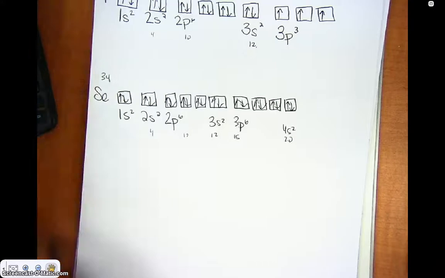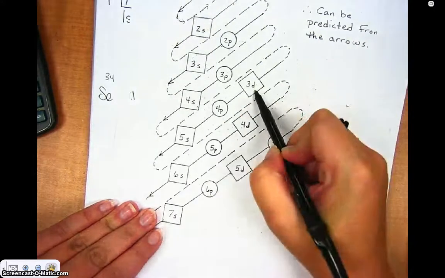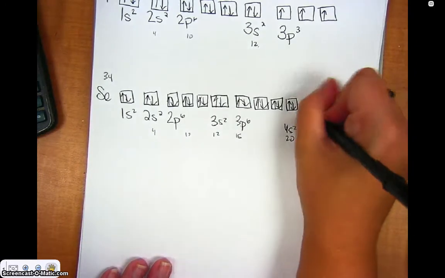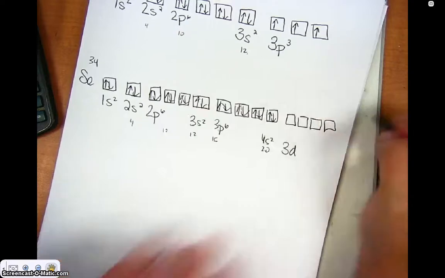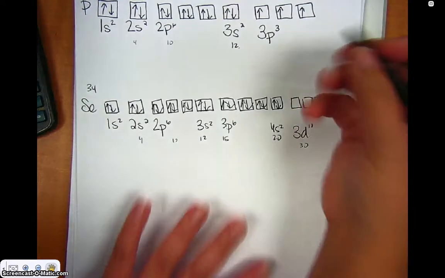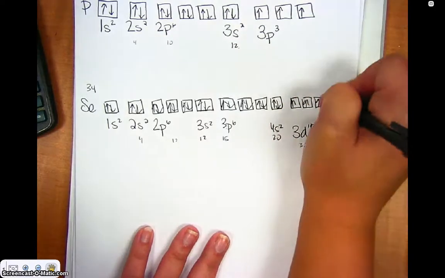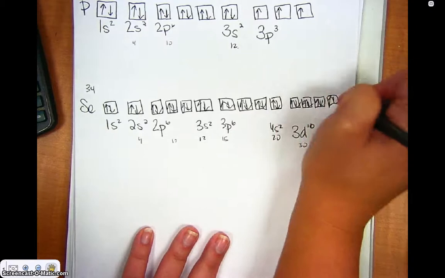Okay, now next I'm going to go from 4s, now I do the 3d. And remember that for d's, there are actually 5 orbitals, so I'm going to have to draw 1, 2, 3, 4, 5 boxes. And 10, that will bring me up to 30. 10 there. 2, 3, 4, 5, 6, 7, 8, 9, 10.